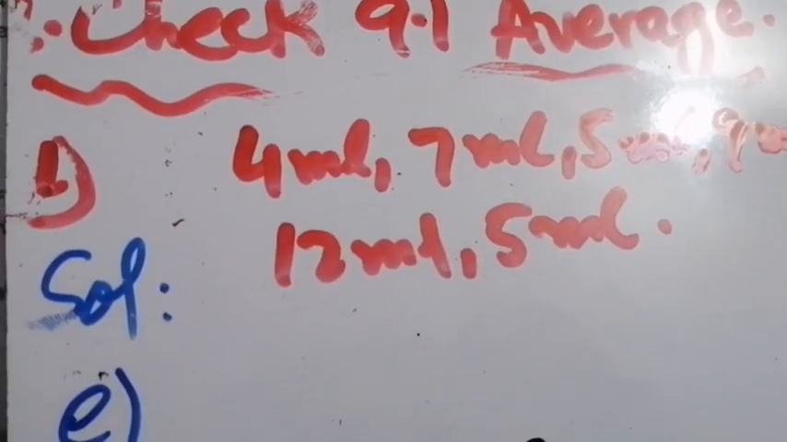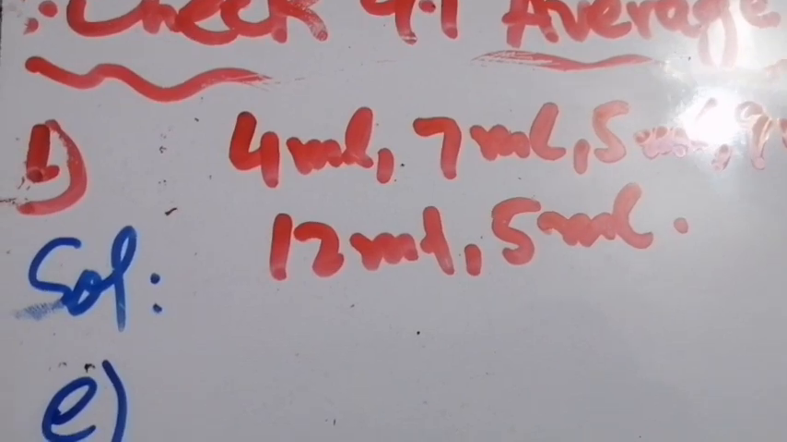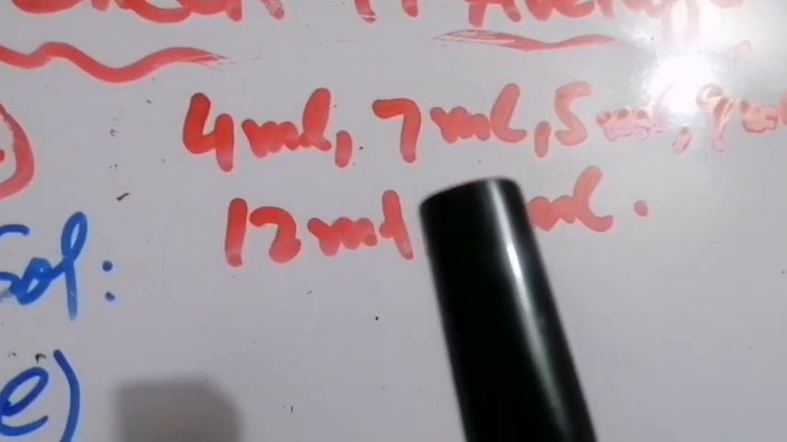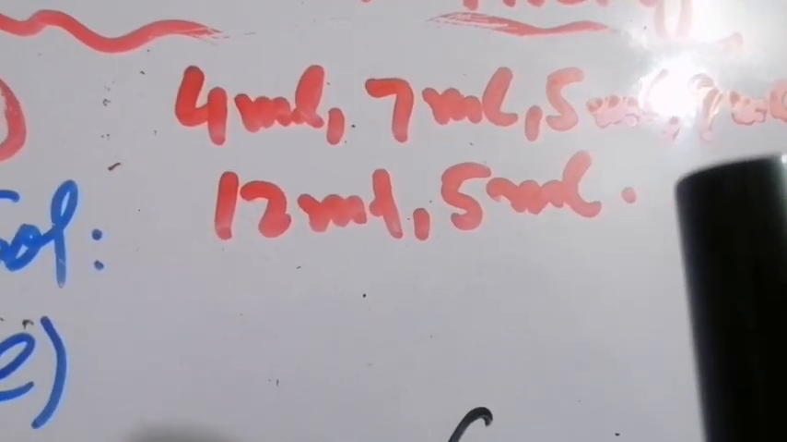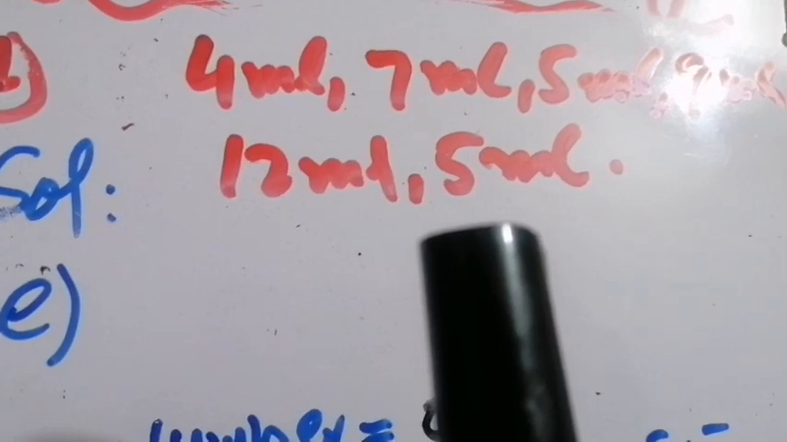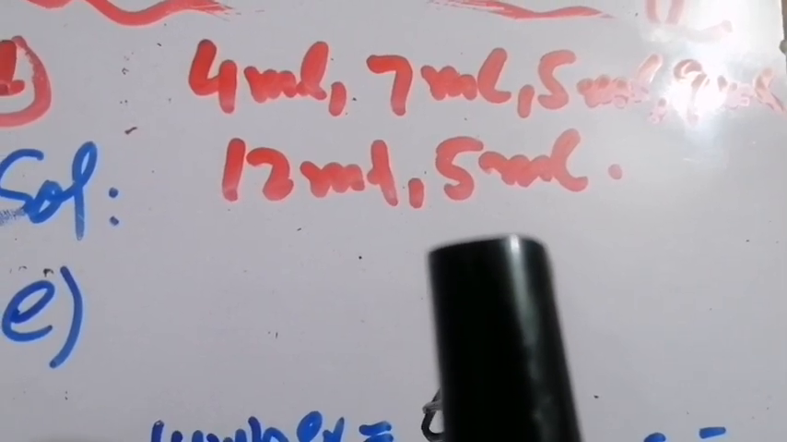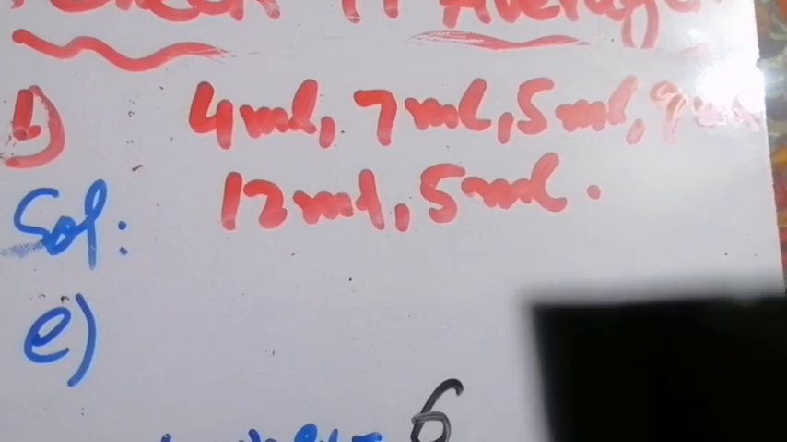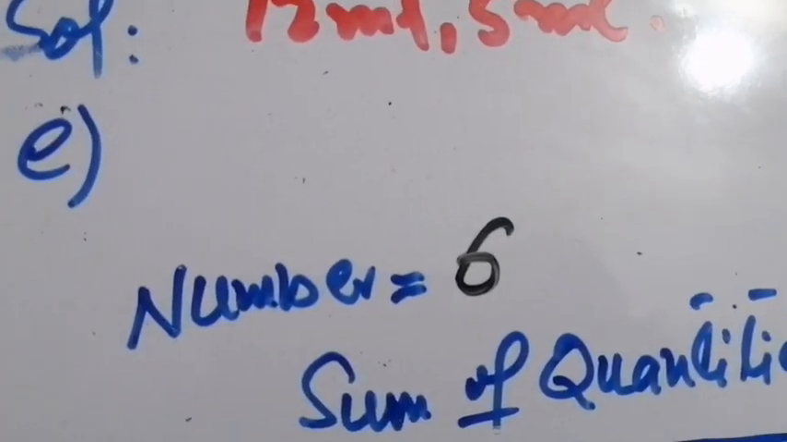For part E, it says that we have to find the average of 4 milliliter, 7 milliliter, 5 milliliter, 9 milliliter, 12 milliliter, and 5 milliliter. So we have to find the sum of all these quantities, and then we will see how many quantities there are. Here 1, 2, 3, 4, 5, and 6. So these are the 6 quantities, and the number of quantities is equal to 6.